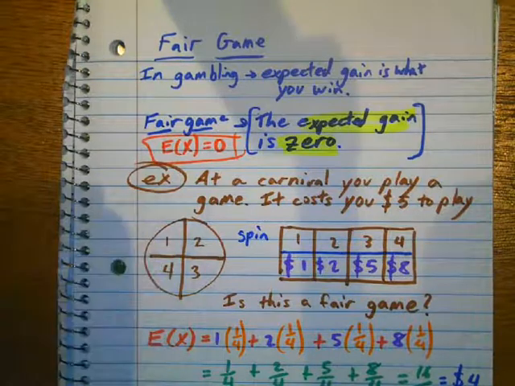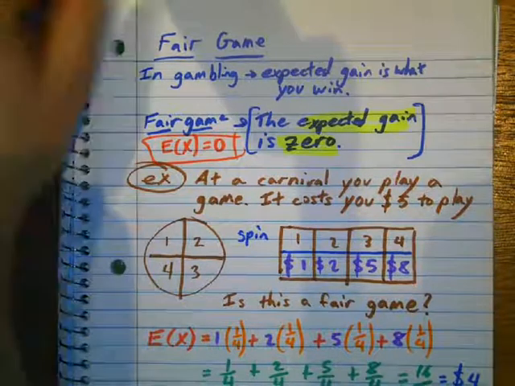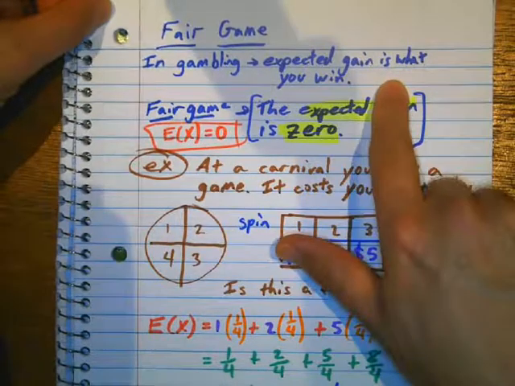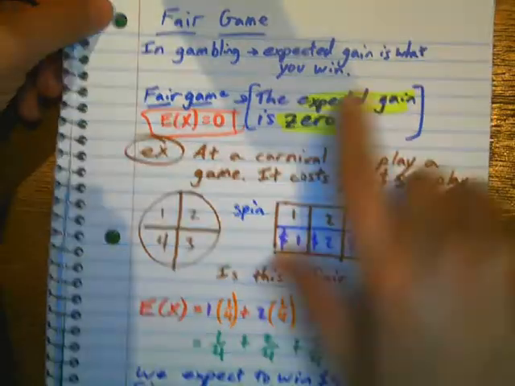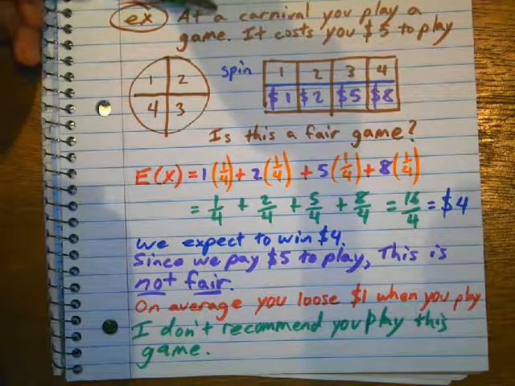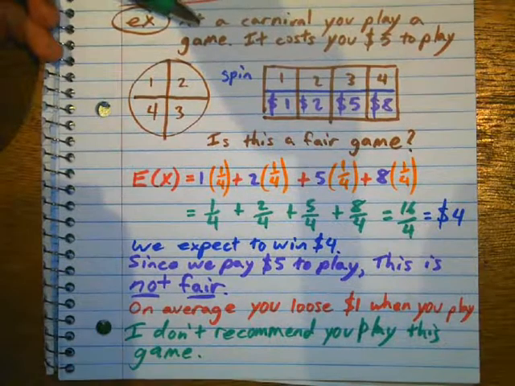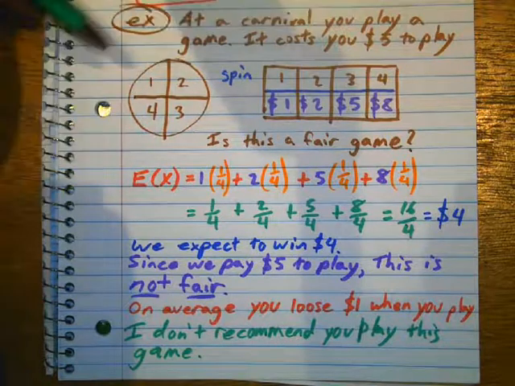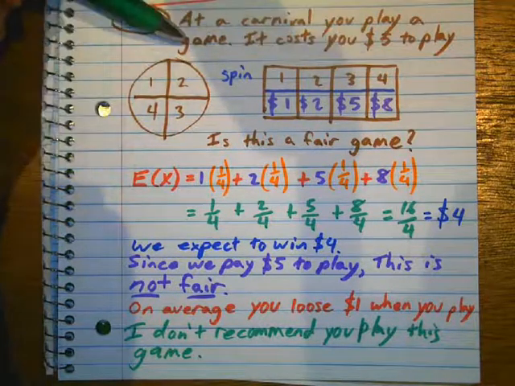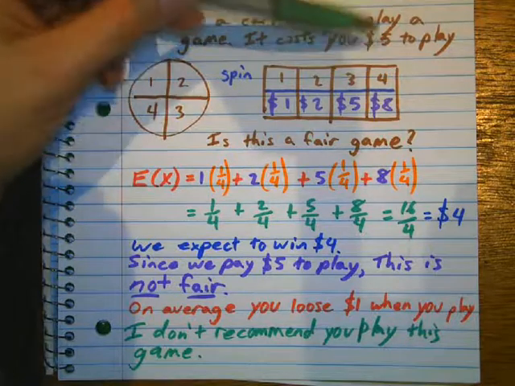So let's do an example. And in gambling, we're expecting to win, right? So let's look at this example right here. Okay, you go to a carnival, okay? There's Mickey Mouse, Dumbo, clowns, whatever. Okay, and you're going to play a game. It costs $5 to play the game, okay?